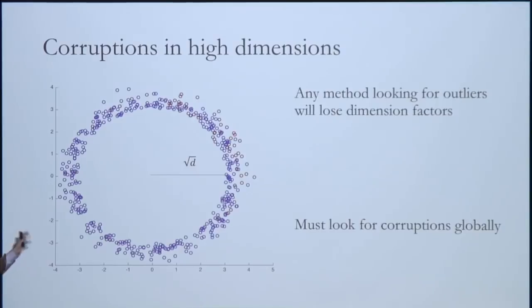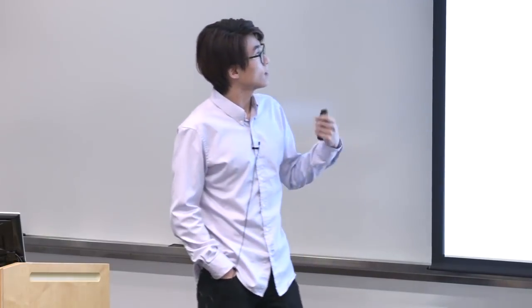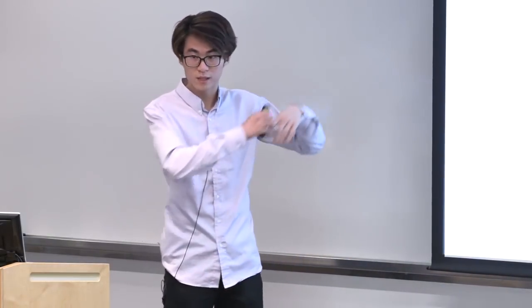And it turns out this was not even understood until very recently, how to do this efficiently. Although this problem was introduced back in the 60s, all known approaches for high-dimensional mean estimation until very recently were either computationally intractable in high dimensions, where the time it took was exponential in the dimension, or they lost accuracy by factors which depended polynomially on the dimension. The methods we knew of to look for corruptions globally required some sort of brute force search. And if you did something on a local basis, then by the argument I had before, you lose these d factors or root d factors, and this is bad.